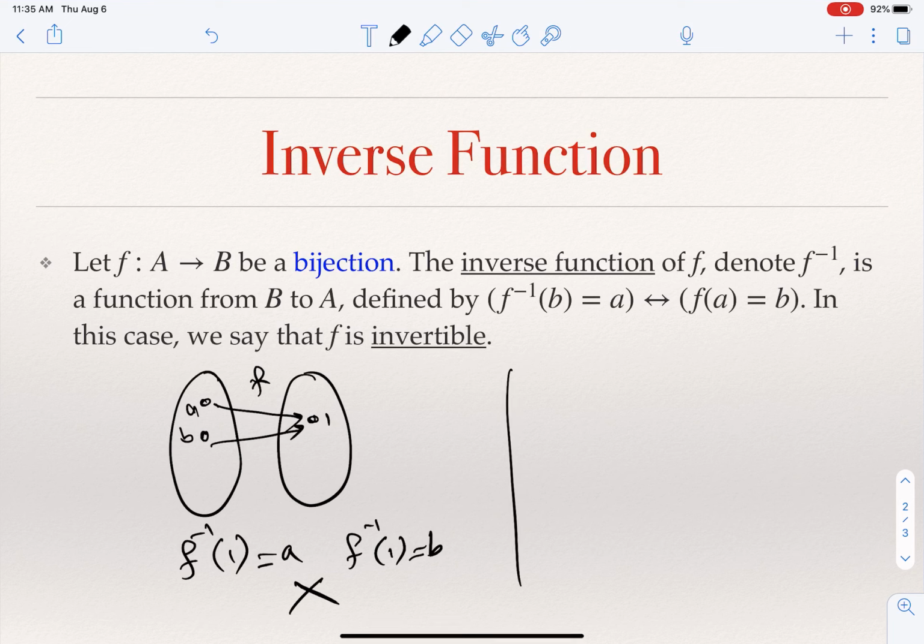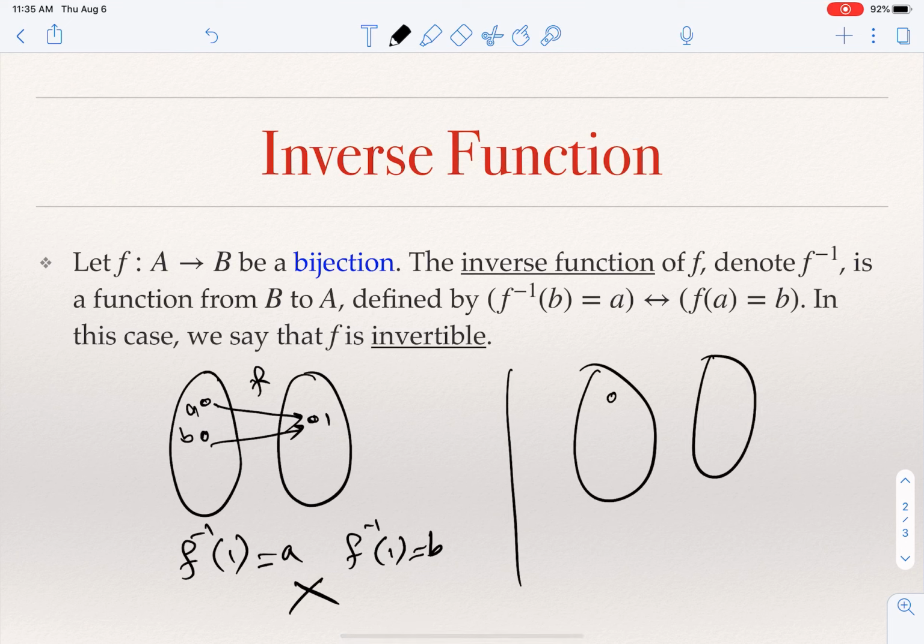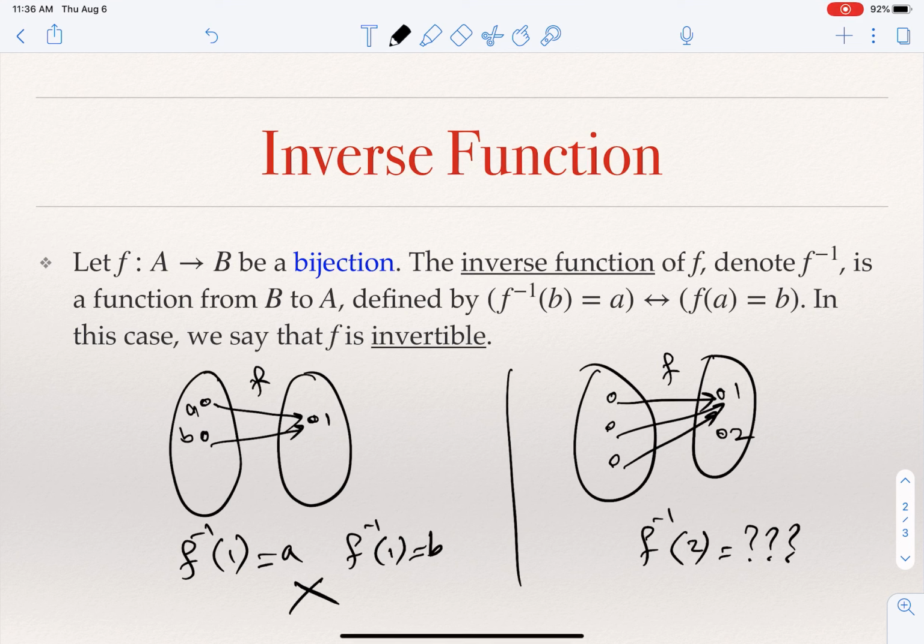If we look at a function that is not onto, so imagine that I have this set here, and I have a function that is not onto. Suppose this is 1 and 2, and I want to look at the inverse, and I ask what's the value of f to the minus 1 of 2. It's not defined, right? Because nothing was mapped to it. Therefore, this is not a function. This is why we need the function f to be both one-to-one and onto for us to be able to define the inverse of that function.